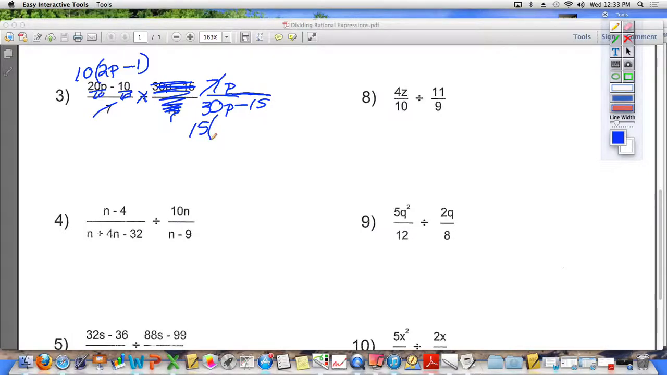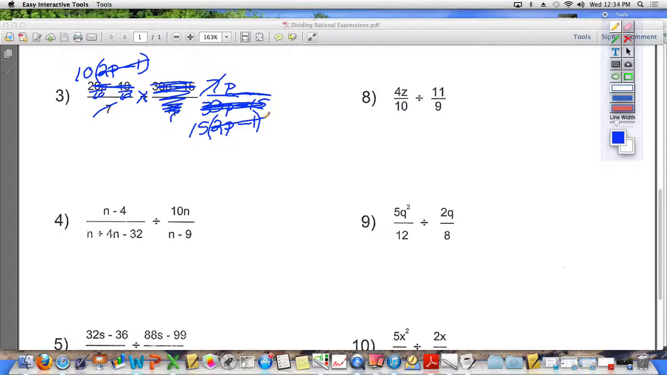So I take a 15 out, and then I am left with 2p minus 1. I'm going to cross that off. Cross this off right here. All right, cancel things out. Any matching factors? You have 2p minus 1 and 2p minus 1, very nice.